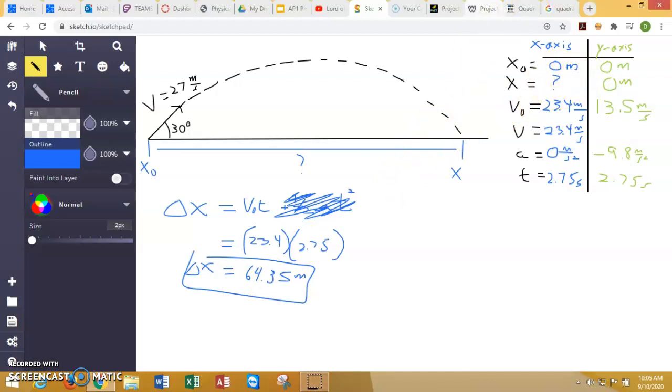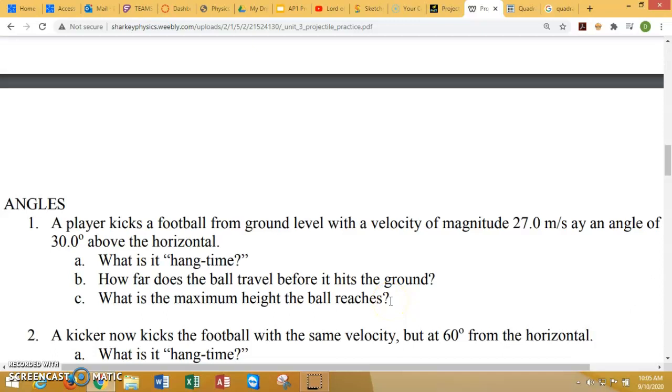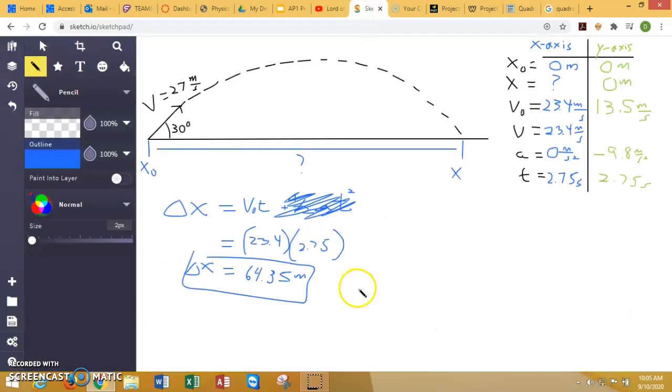Done. Last part. What is the maximum height the ball reaches? This is a tricky question. So now we're looking for max height. Talking about height. This is a y-axis thing. Okay? So we're no longer doing blue stuff. They're asking us for height. Now this is strange because we have two zeros here. And that's because from here to here, the height doesn't change. So we're going to have to alter our chart a little bit here. Let me show you how.